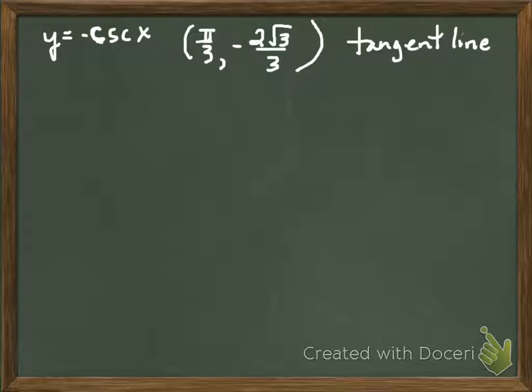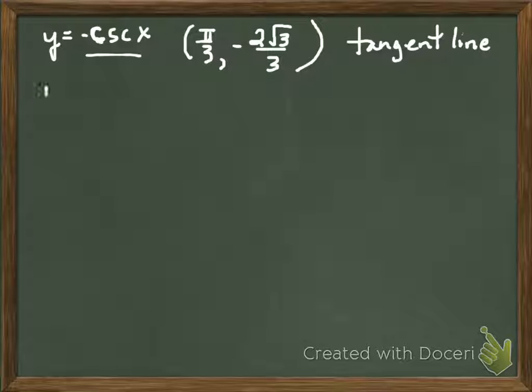In this problem, we're going to find the equation of a tangent line at a point on a trig function. So we have y equals negative cosecant x, and it's through a point. It seems like the trig ones are what cause problems a lot of times with tangents, and I want to review the process.